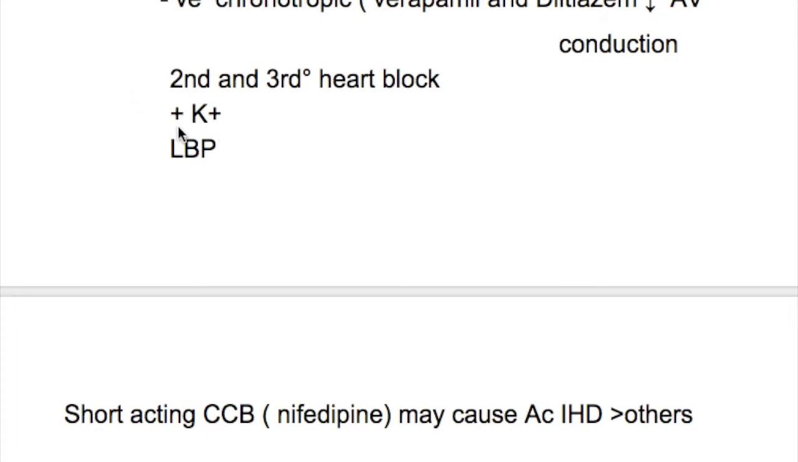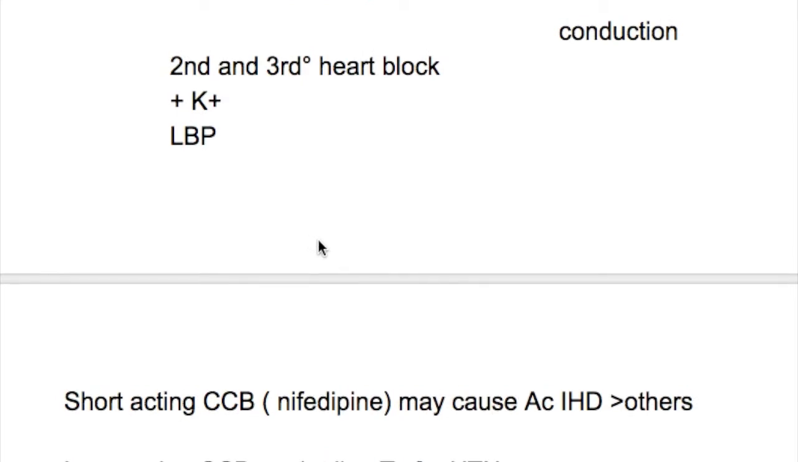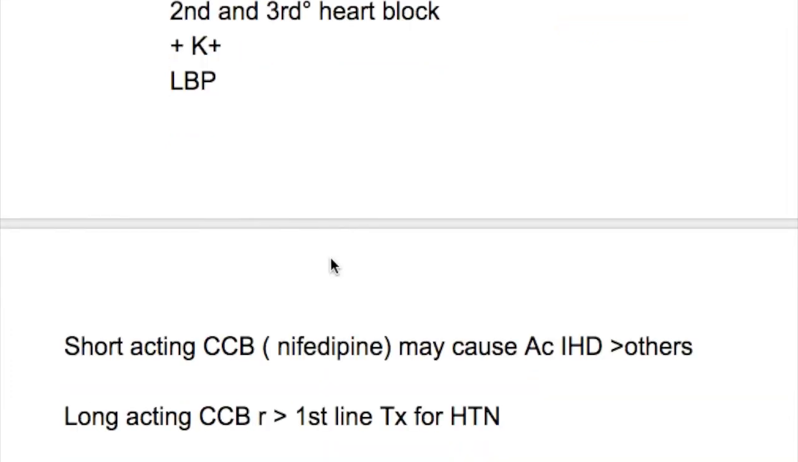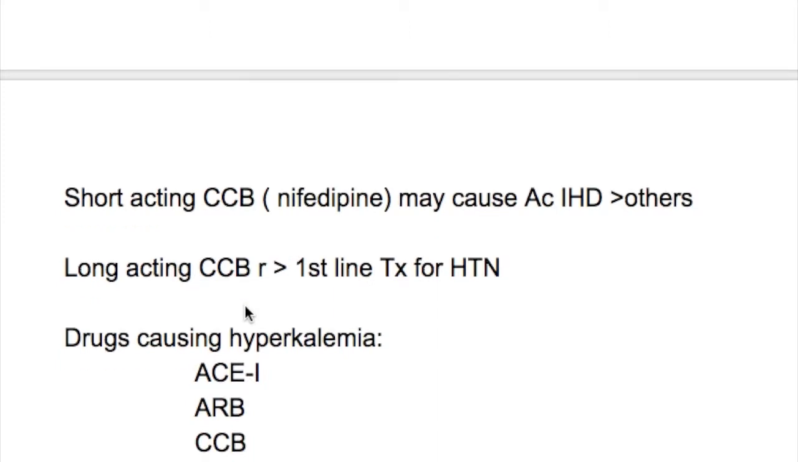They cause hyperkalemia and hypotension. Why are short-acting calcium blockers not used as a first line of therapy for hypertension? Because short-acting calcium blockers may cause ischemic heart disease more than the other drugs. That is why long-acting calcium channel blockers are more first-line treatment for hypertension.